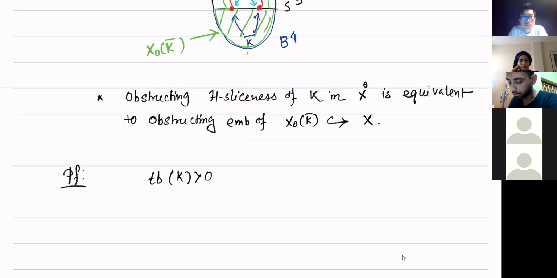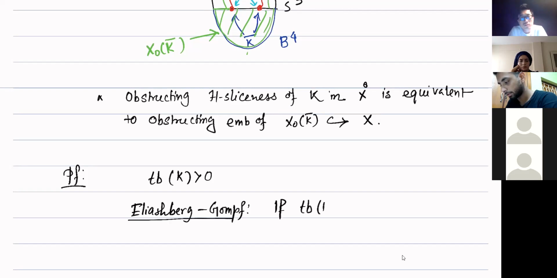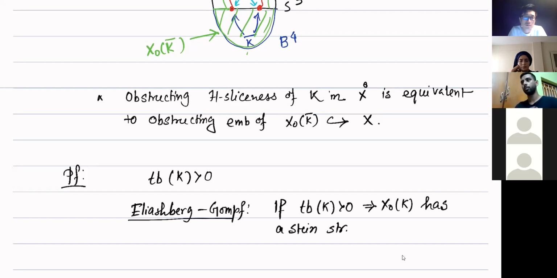Why so? Because Eliashberg and Gompf proved that if the Thurston-Bennequin number of the knot is bigger than 0, then X naught K has a Stein structure. In particular, this is a 4-manifold with convex boundary. So you can think of it as a 4-manifold with convex boundary. Okay, and our goal is what? Our goal is to obstruct embedding of X naught K bar inside B4.